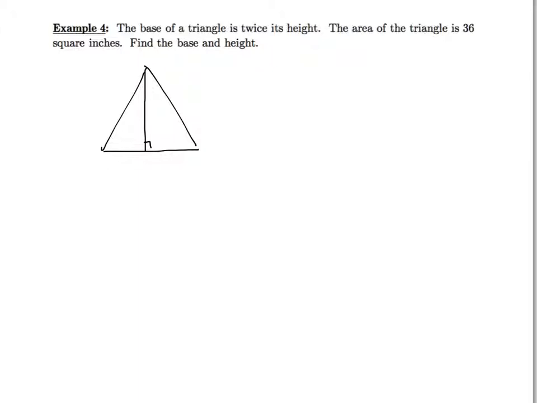If the base of the triangle is twice its height, then I'm going to put x for my height, and I'm going to put 2x for my base. Because the base is 2 times my height, so I have to put something for my height and then double it for my base. So to figure that out, I would figure out the area.